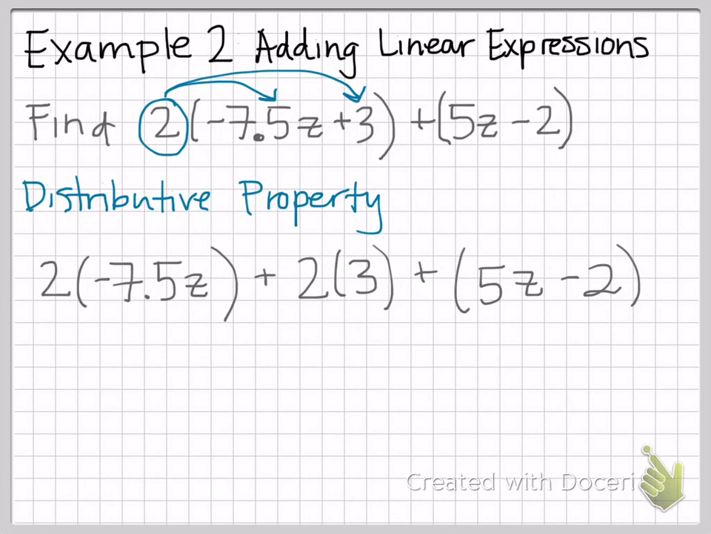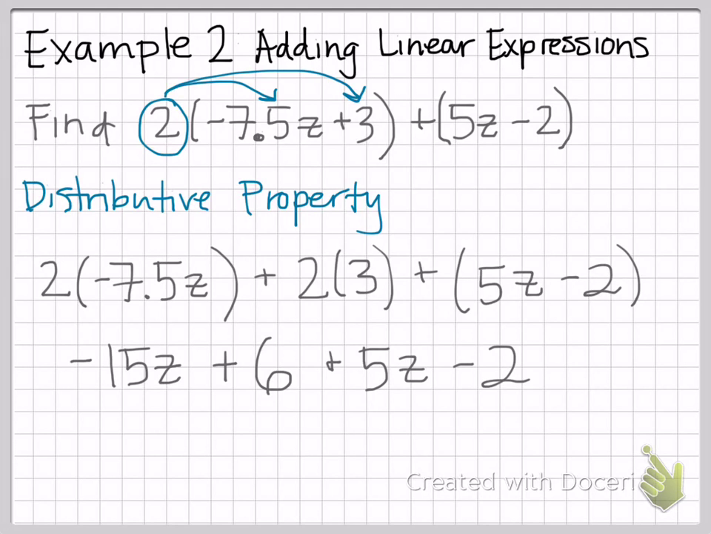What is 2 times negative 7.5z? That would be a negative 15z. Okay, you're just multiplying the coefficients here. Whenever you're multiplying with variables, you just multiply the coefficients and keep the variables. So you have a negative 15z plus 6 plus 5z minus 2. Now, what's my next step here?